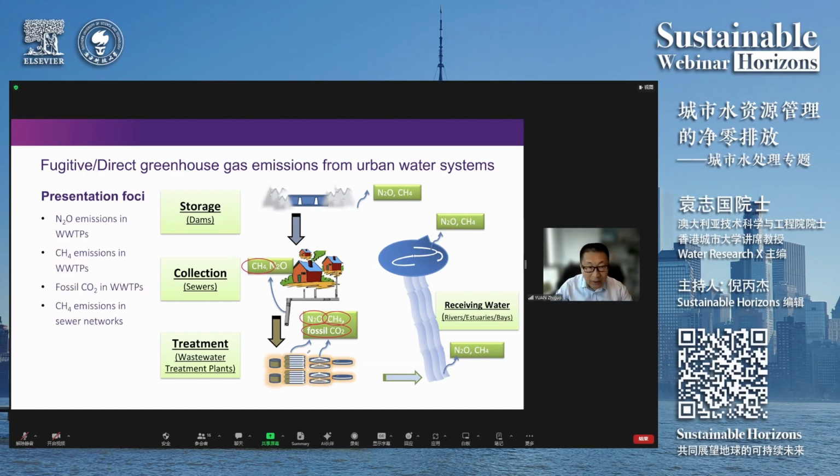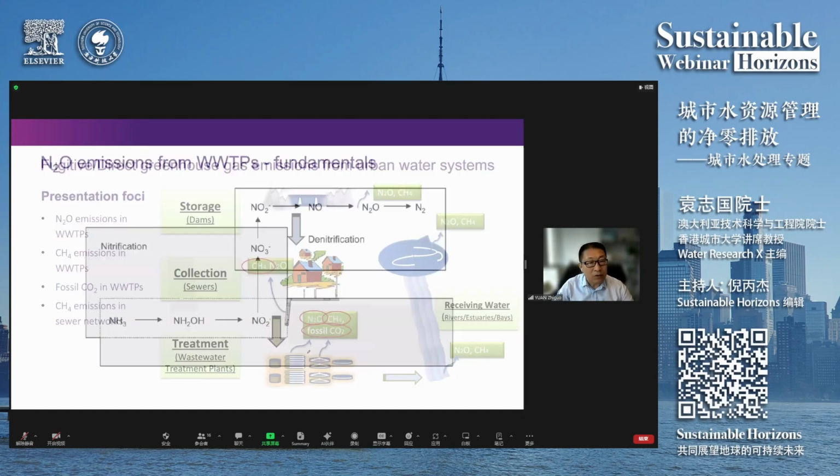So my talk today will be focused on N2O emissions in wastewater treatment plants, methane emissions in wastewater treatment plants, fossil CO2 in wastewater treatment plants, and methane emissions from sewer networks. So those four topics today.